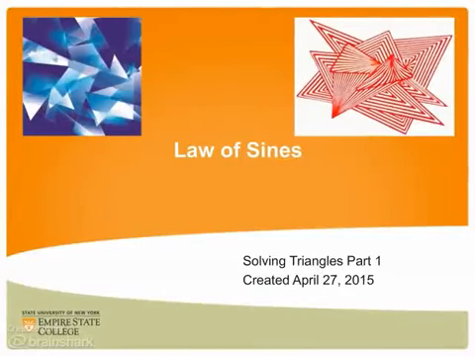This resource is the first in a three-part series on solving triangles, or finding missing information for a triangle given some combination of side lengths and angle measures for any triangle. Part 1 considers the law of sines. We define the law and provide the situations to which the law best applies.